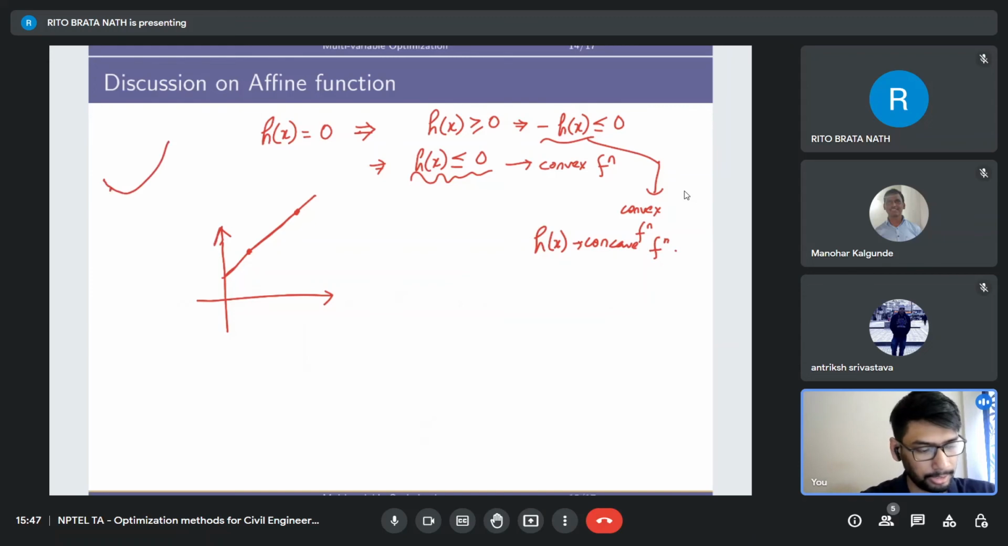In case of a convex function, we have something like this. In case of a concave function, we have something like this. In order to have it both convex and concave, you can just have a straight line. So affine functions are pretty much synonymous to straight lines only. So these are linear equations.